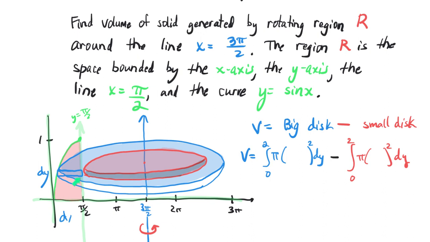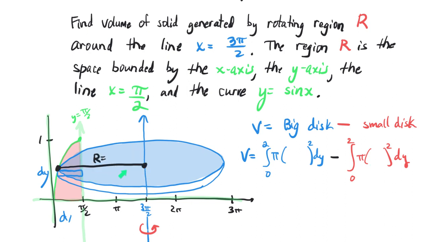There's the entire blue disk, and there's the center disk that we're cutting out. So the volume of the entire blue disk is pi radius squared, the area of the circular base, times its height dy. And when we cut out and subtract the red disk in the center, it's also pi times radius squared times the height, which is dy. So we need to figure out what these radii are, the big radius and the small radius.